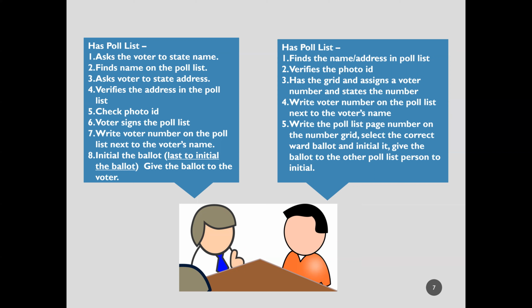The person on the right also has the poll list, finds the person's name and address, and verifies the photo ID. They have the grid and assign the number, and state the number to the other poll worker so they can write it down. They write the voter's number on the poll list next to the voter's name, and write the poll list page number on the grid. Select the correct ward ballot, which we talked about earlier, how to tell which one, and initial it. Once both inspectors initial the ballot, it can be given to the voter to go vote.